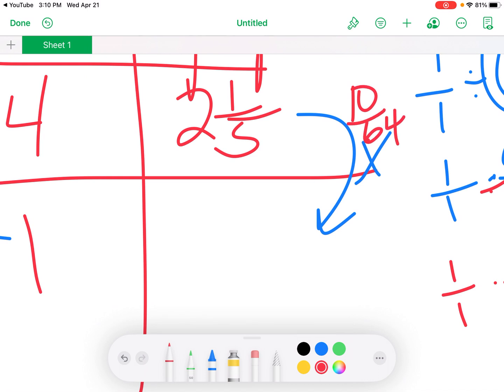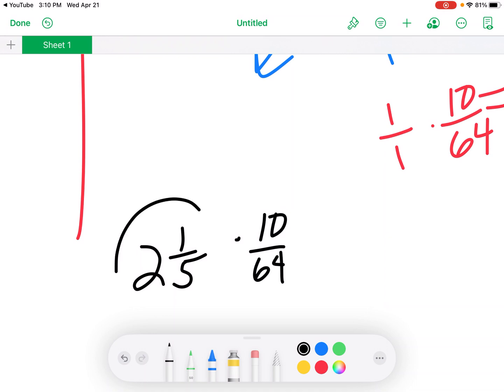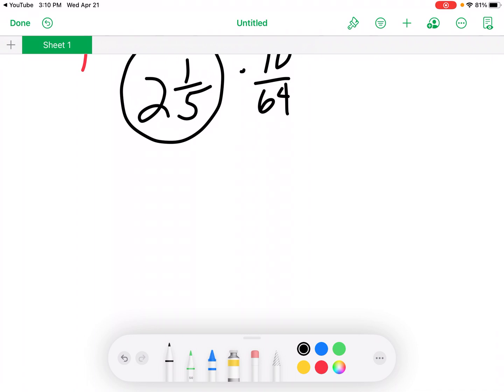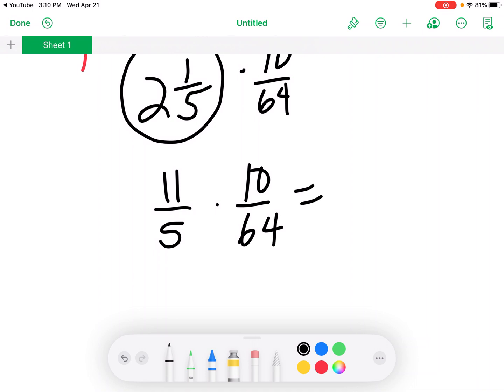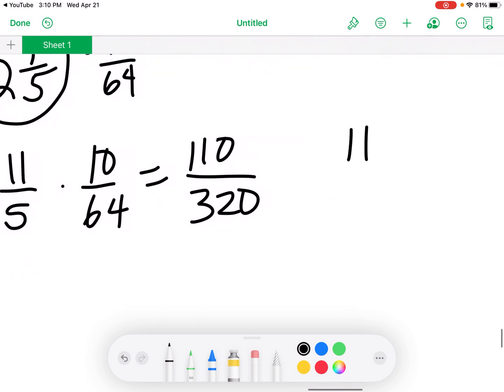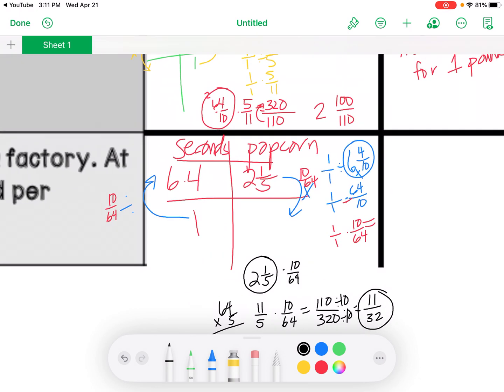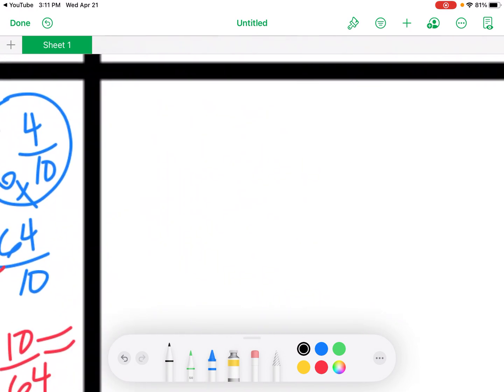So now I'm going to do 2 1/5 times 10 over 64. I have to go around the world. So 2 times 5 is 10 plus 1 is 11. So I have 11/5 times 10 over 64. So I have 110 and then 64 times 5 is 320. Then I get 11 over 32 because I can divide both by 10. So that means I can get 11/32 of a bag per second.